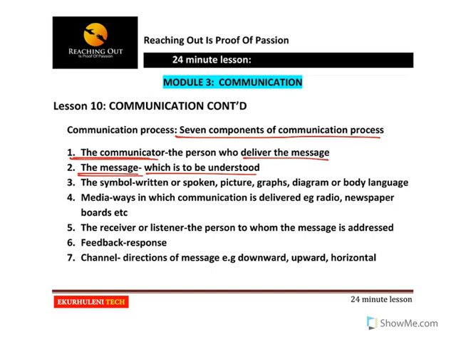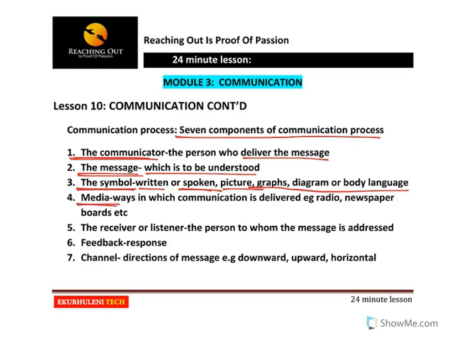So for it to be understood, make sure that the 9 obstacles that we talked about, you avoid them. The next component is the symbol. Now, how are you going to communicate? Is it going to be written, whereby you send out letters or memorandums? Is it going to be spoken, where you speak to people? Are you going to use pictures, graphs, diagrams, or the body language? This is the symbol that you're going to use to communicate.